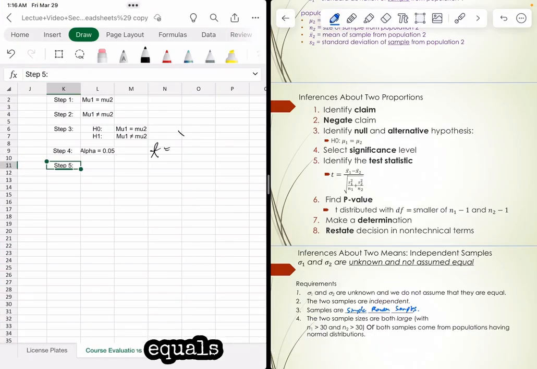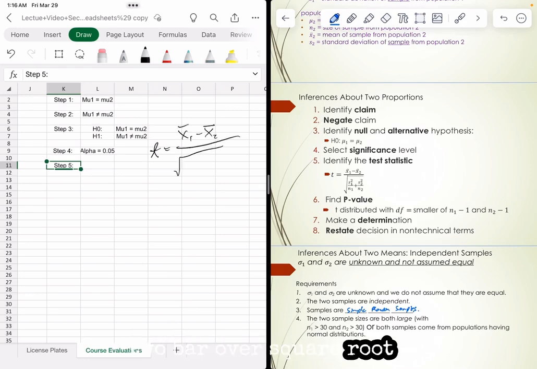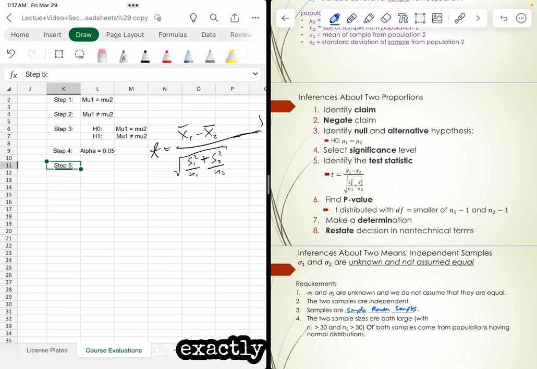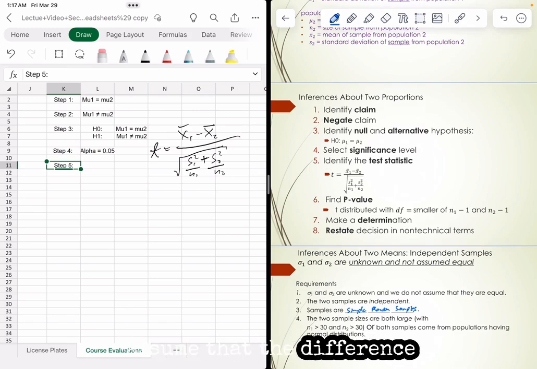T equals x bar 1 minus x bar 2 over the square root of s1 squared over n1 plus s2 squared over n2. Notice that because mu1 and mu2 are the same, my true mean difference mu1 minus mu2 equals 0. Some books have this written out, but I don't see the point of writing that in, because we assume that the difference between those is 0. Okay, so there's my test statistic.